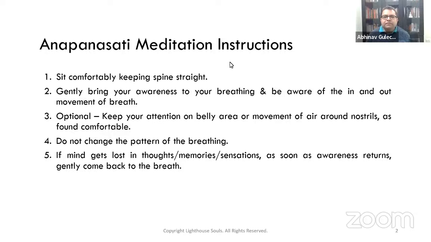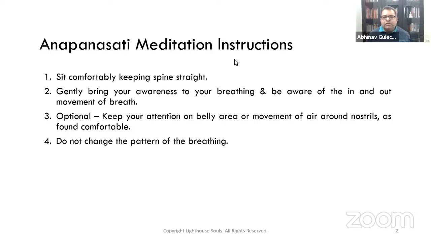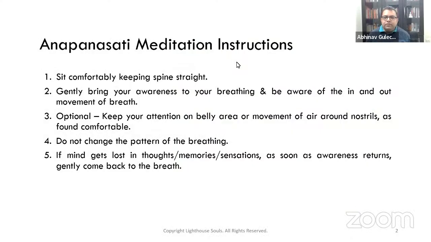So 15 minutes is us sitting with our breath. Let me put a timer of 15 minutes. Fine, so let us start our meditation. Close your eyes, or you can keep your eyes half closed also.